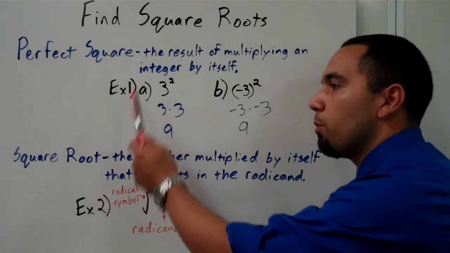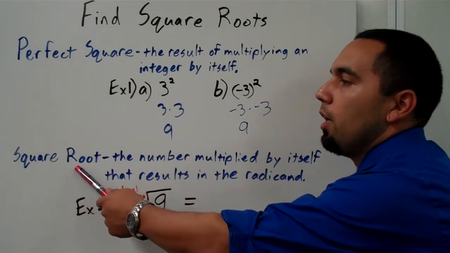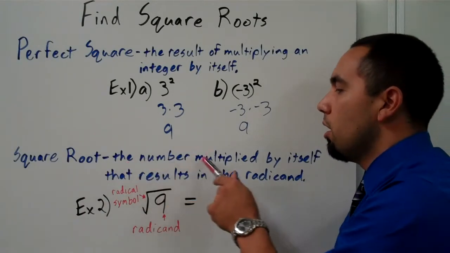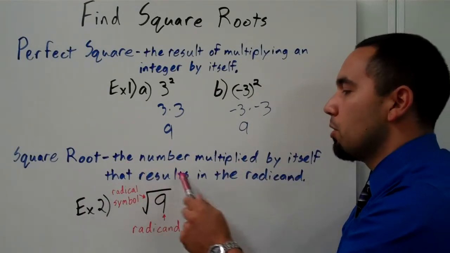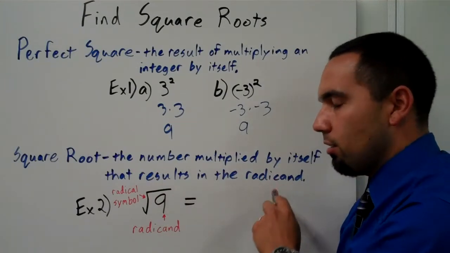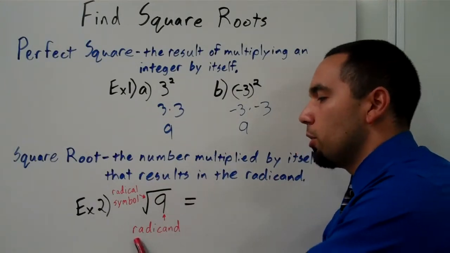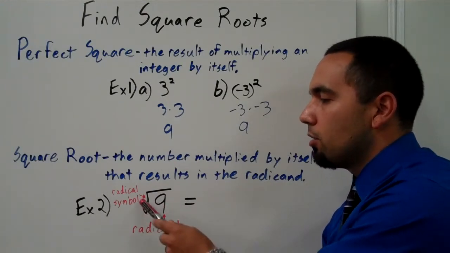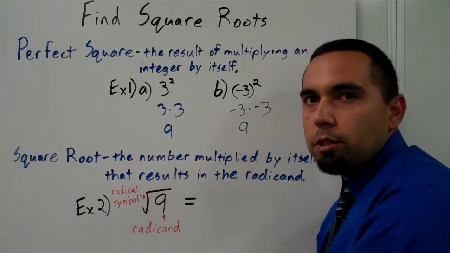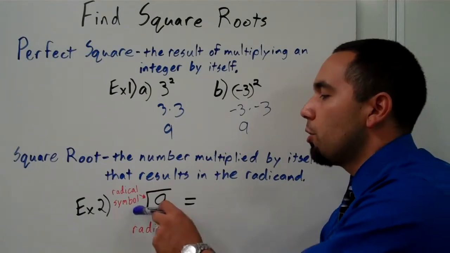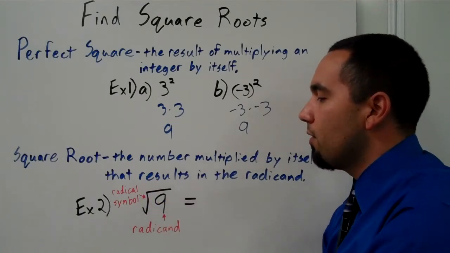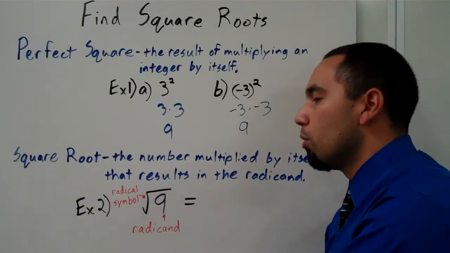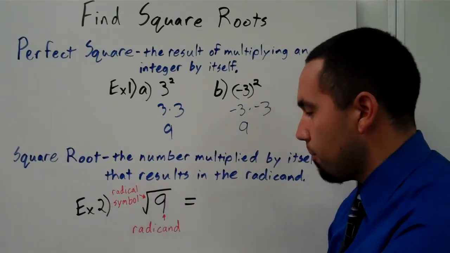But the reason we want to know what a perfect square is is because we want to know how to define square root. Okay? And the square root is simply the number multiplied by itself that results in the radicand. And this is probably a new term for you. If not, that's okay. But radicand is the number underneath the radical symbol. So here's our radical symbol. So here we have the square root, and we can read it as the square root of 9 or the root of 9, either way.